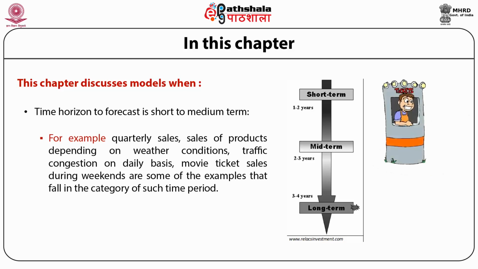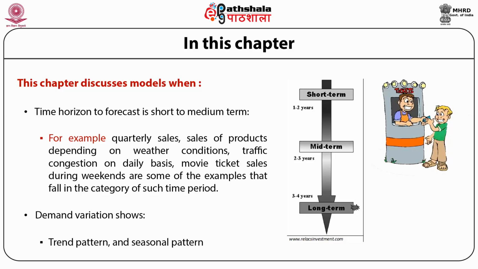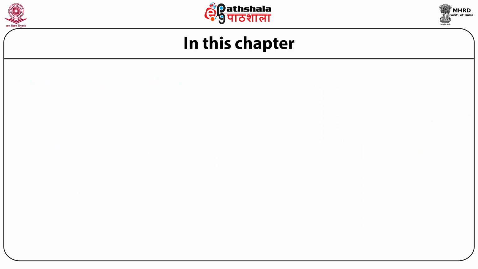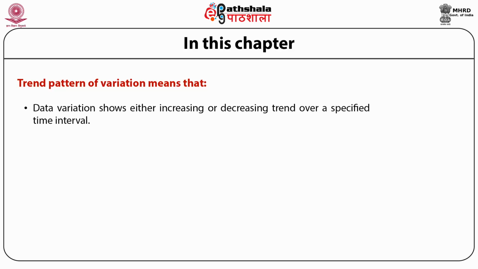For example, quarterly sales, sales of products depending on weather conditions, traffic congestion on daily basis, movie ticket sales during weekends are some of the examples that fall in the category of such time period. During such time period, demand variation shows either trend pattern or seasonal pattern. Trend pattern of variation means that data variation shows either increasing or decreasing trend over a specific time interval.